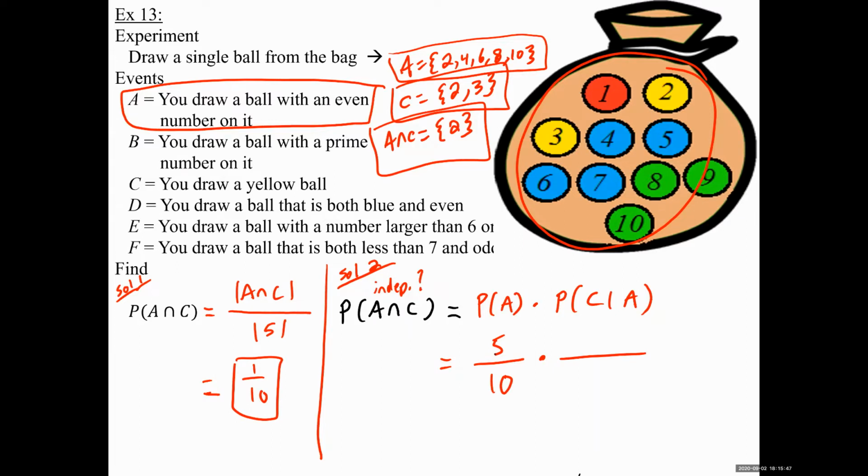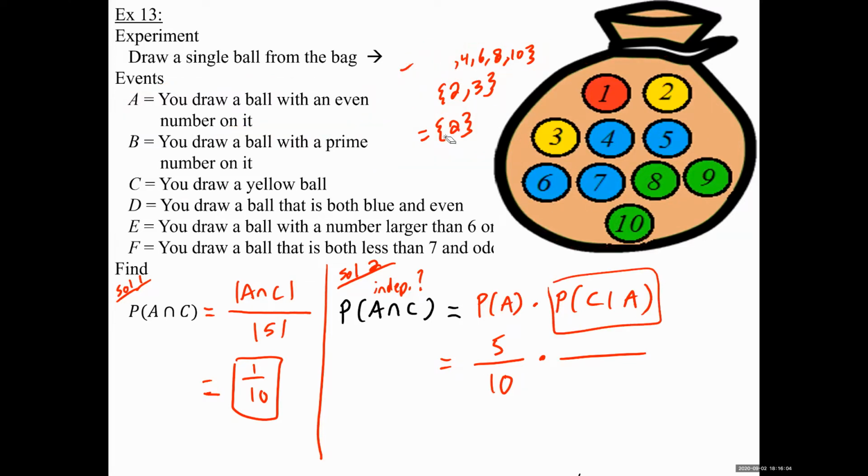Remember, to find probability of A, it's not a conditional probability. So the sample space is the entire bag. So how many things total in the entire bag on the bottom? How many evens total in the entire bag on top? Okay, but then this next probability is a conditional probability. So what's going to happen is the sample space is going to change for that one. Okay, so the bottom number will not be 10.